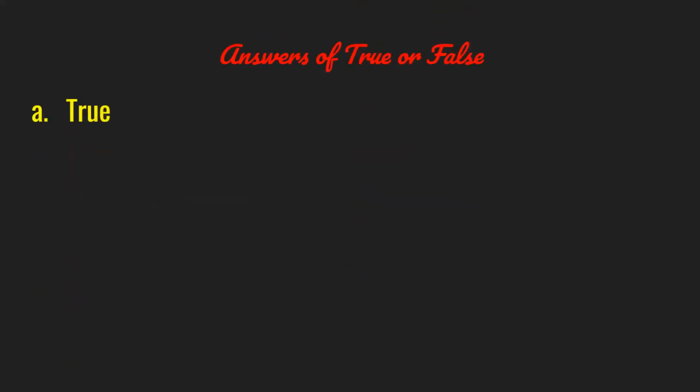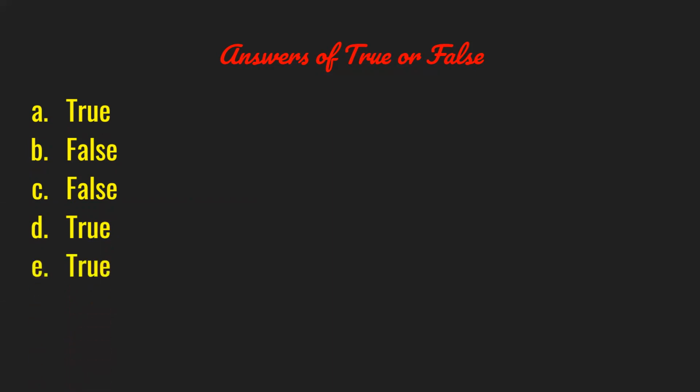The answers of the true or false, number 1: A part, true. B, false. C, false. D, true. E, true. These are the answers of the true or false. You can check your answers. If any are wrong, please correct them.